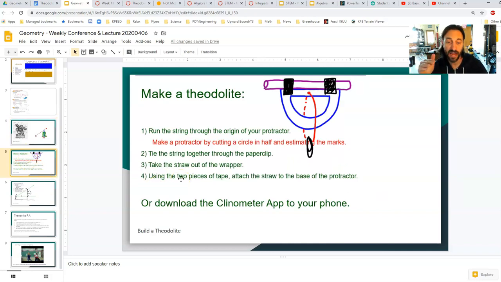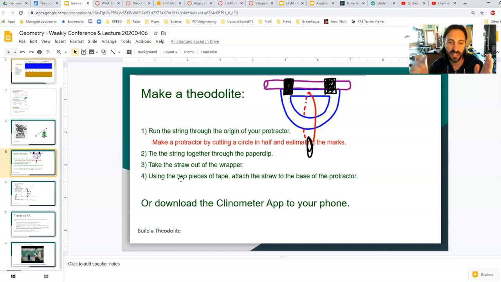How to make a theodolite? Well, first of all, you need a protractor. If you don't have a protractor, you're going to build one. Take a circle, fold it in half, and then mark your 90, your zeros, and estimate your marks. Hopefully all of you have a protractor. And if you need one, make sure you email me. I can try to get one to you before the next time we meet.